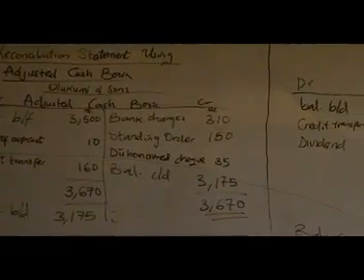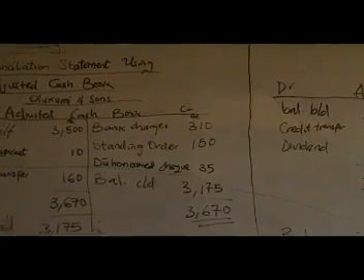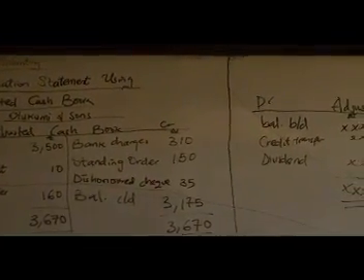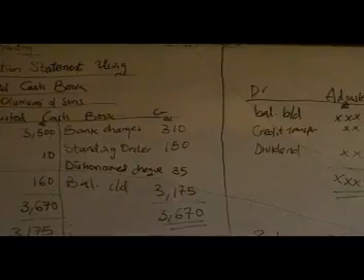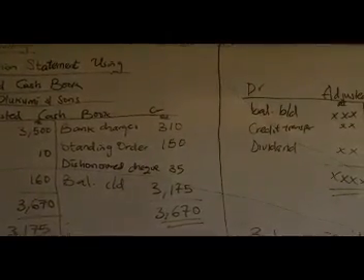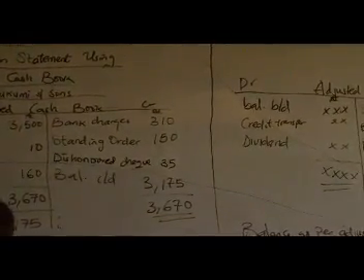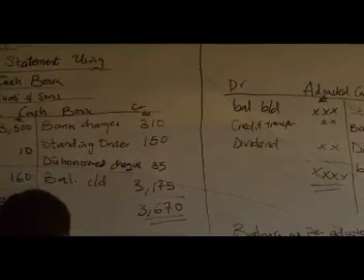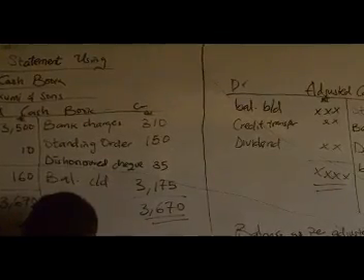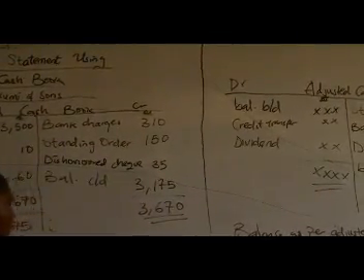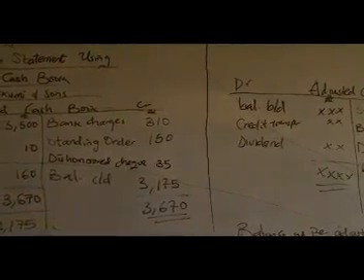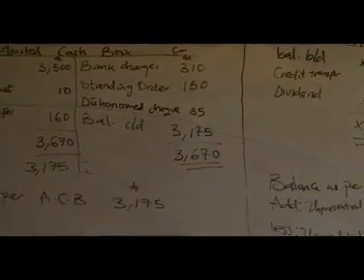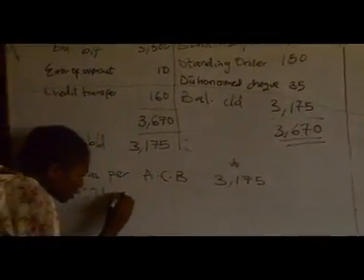Now this is what we are going to be using in preparing our bank reconciliation statement. So we are going to be taking our balance as per adjusted cash book. Our balance is 3,175 naira. What we need to do is to add, since it's a debit balance, our unpresented check.